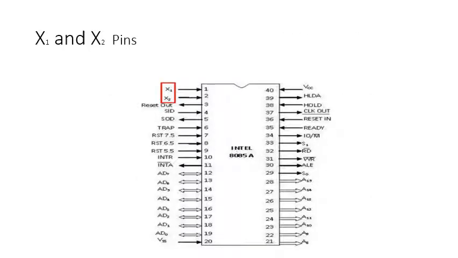Pin numbers 1 and 2 are input pins. These pins are named X1 and X2. These are also called crystal input pins. The 8085 can generate a clock signal internally. To generate the clock signal internally, the 8085 requires external inputs from pins X1 and X2. These X1 and X2 pins are connected to an external crystal oscillator of frequency 3 MHz. So the 8085 microprocessor is going to run with this externally connected crystal oscillator clock frequency of 3 MHz.